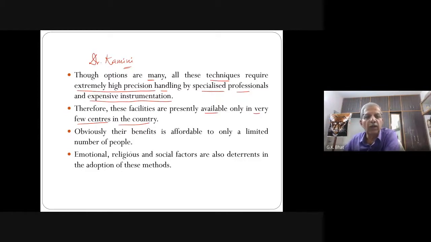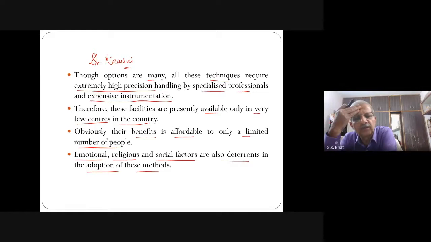So, obviously, their benefit is affordable to only a limited number of people because it is quite expensive. More than that, emotional, religious, and social factors are also deterrents in the adoption of this method. Many times, the wife knows that the problem is with her husband. She knows very well that the husband will not get erected. But emotionally, she is bound and she cannot give up her husband.